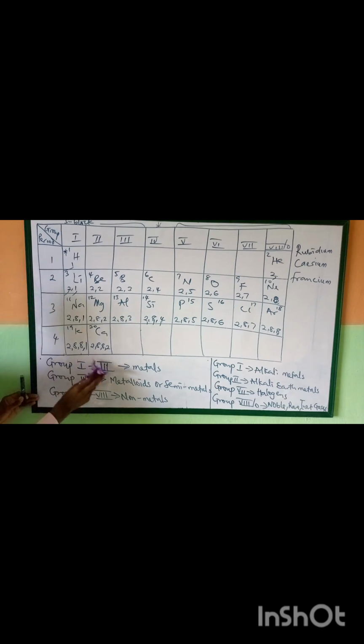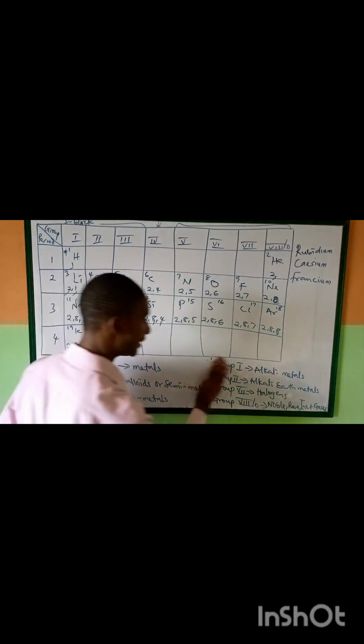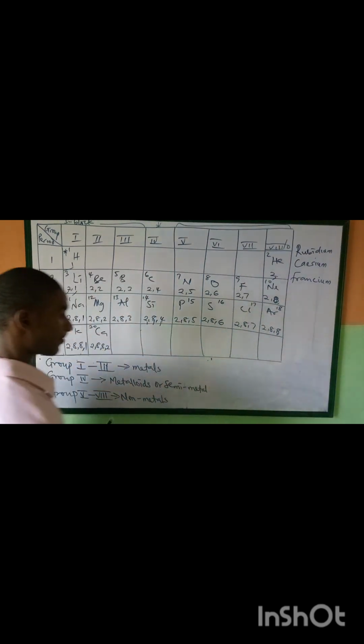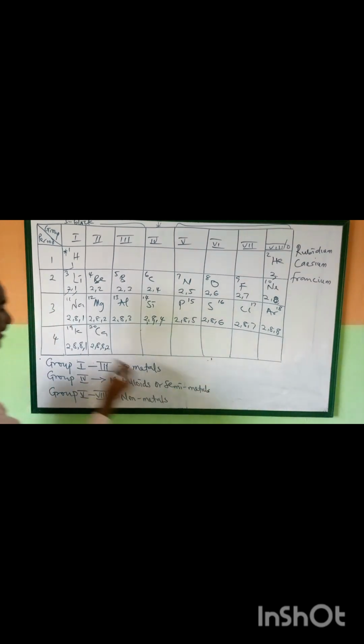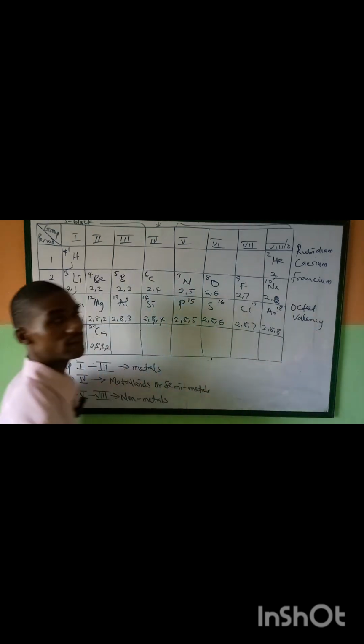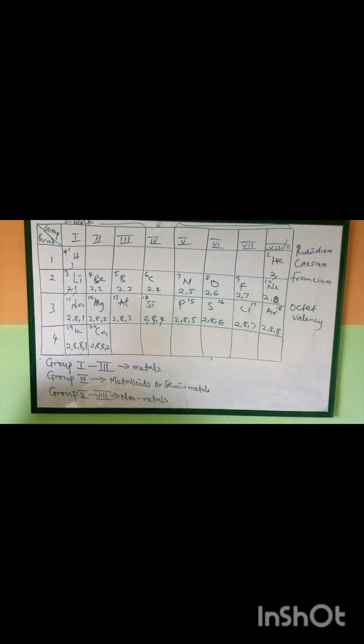All right, so when they give out electrons, they become stable. All right, they have 8 electrons in the outer shell. They have attained octet. Octet valency. Octet valency means they have 8 electrons in their outermost shell.